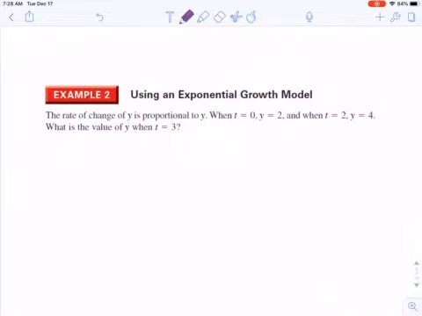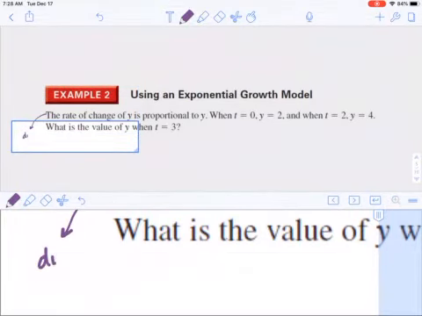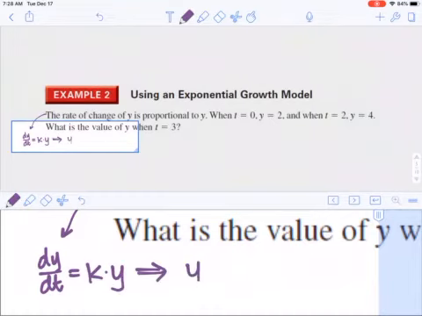All right, so how do we put this to use? It says the rate of change of y is proportional to y. We just talked about that, right? That means dy/dt equals k times y, and we just came up with that solution that y is a e to the kt. All right, so we're going to use that. You can either memorize that fact, or you can go ahead and derive it with separation of variables if you want.